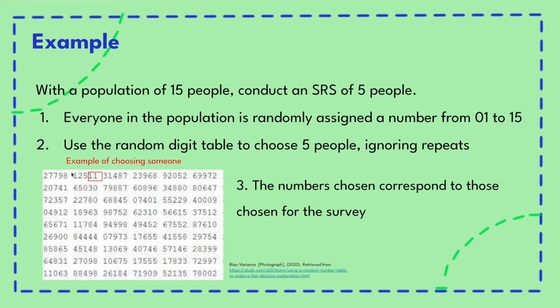So we keep doing this, and then we find 11. Oh, somebody was assigned 11. So now that person is chosen to be in the sample. And then we keep doing this over and over until we get 5 people chosen. Now, what if 11 popped up somewhere else over here? We don't choose that person twice. We just ignore repeats. The numbers chosen correspond to those chosen for the survey.